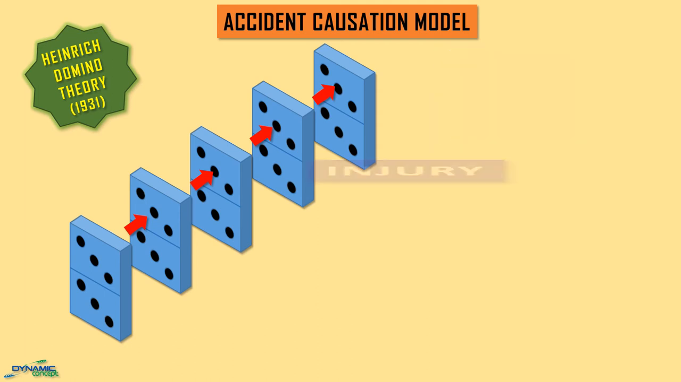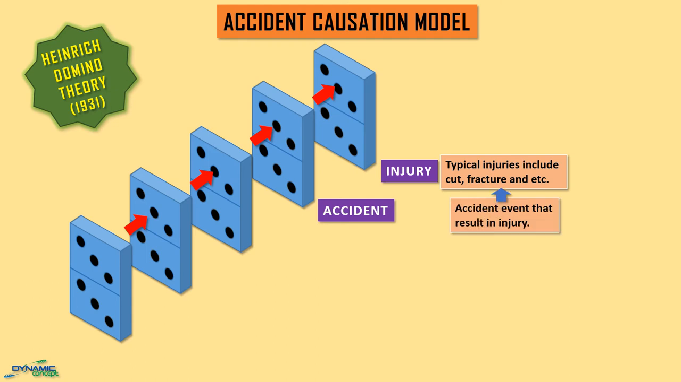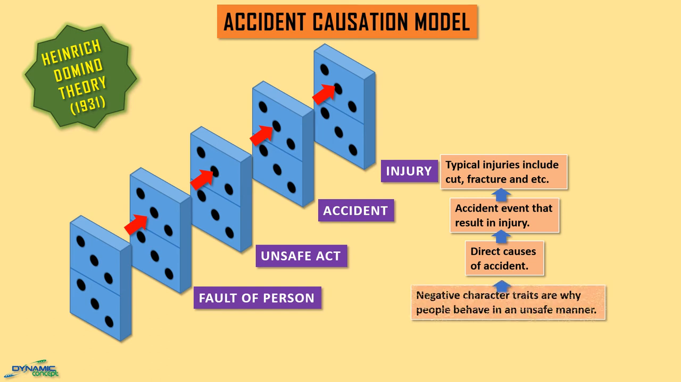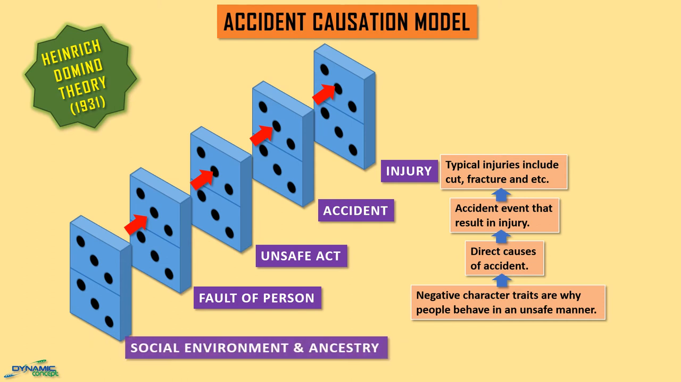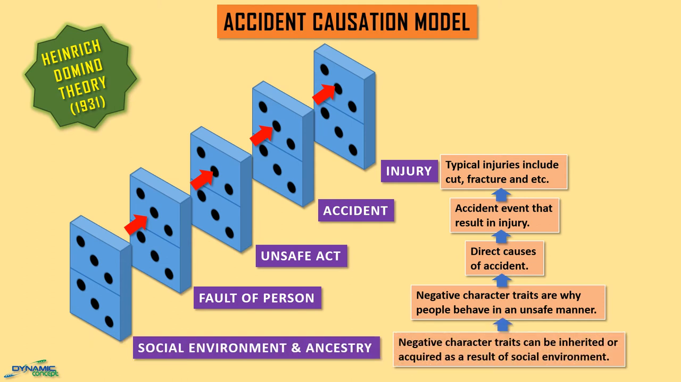The sequence is injury, such as cut, fracture. Injury is caused by accident, the event that results in injury due to the unsafe acts or unsafe condition, due to the fall of the person. That is negative traits that lead to unsafe acts, caused by their negative traits that are inherited from social environment.